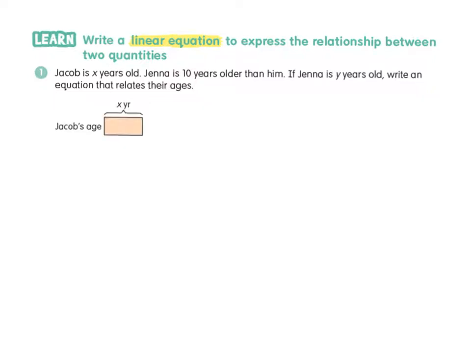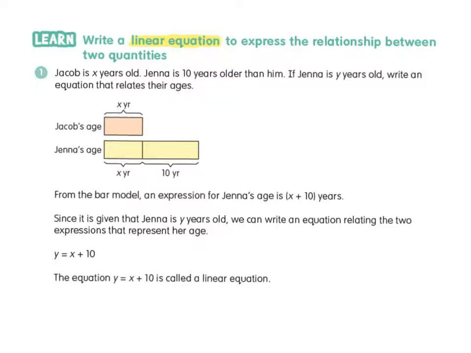Next, we need to figure out how to draw Jenna's bar for the bar model. It says Jenna is 10 years older than him, so it looks like we're going to need to keep the same x, but then add 10 to it. So x plus 10, that's going to be Jenna's bar model. So this is what Jenna's bar model would look like, x plus 10.